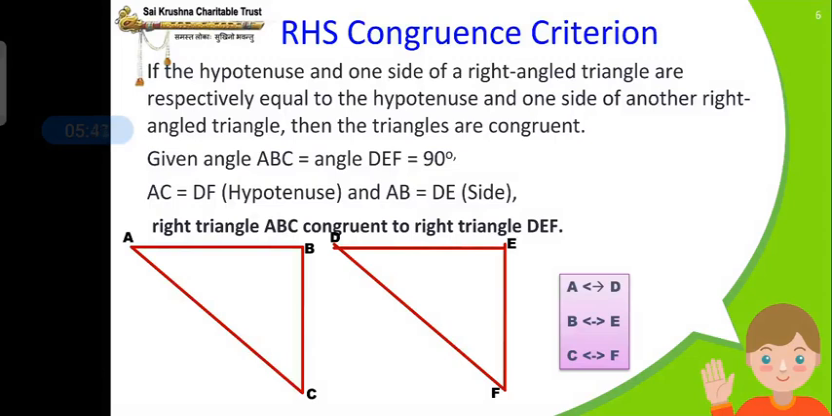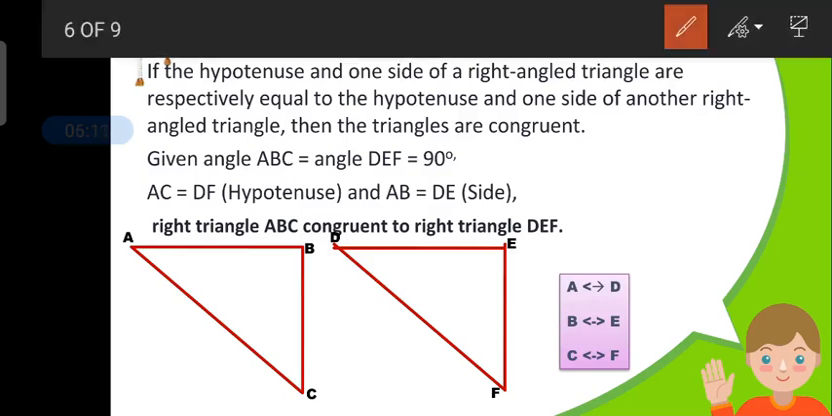If the hypotenuse and one side of a right angle triangle are respectively equal to the hypotenuse and one side of another right angle triangle, then the triangles are said to be congruent. Which means what? RHS: R in the sense it has to be a right angle triangle, H in the sense hypotenuse, and S is nothing but the side. Is it clear? For the Pythagoras theorem, the triangle has to be a right angle triangle, right? The longest side is called the hypotenuse.